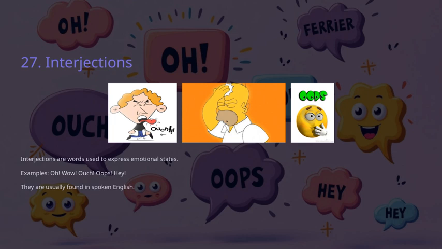Most of the time, you'll find interjections in spoken English rather than formal writing. They help express emotion instantly and make our conversations feel more lively and real. Throughout this presentation, we're exploring different ways to communicate effectively, and understanding interjections is key because they add color and emotion to our speech. Remember, they're simple but powerful tools to convey how we feel in the moment.